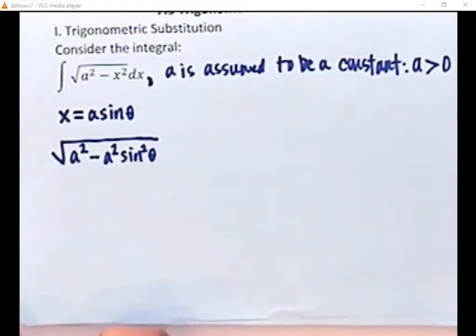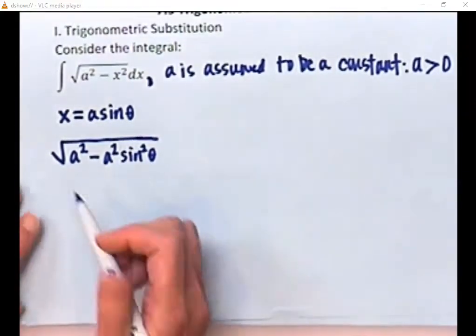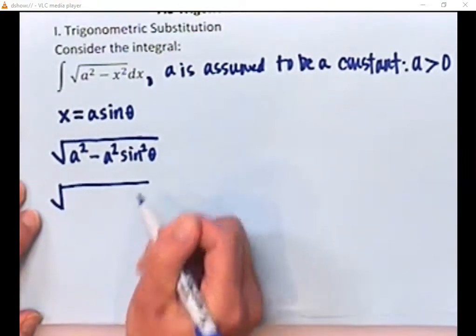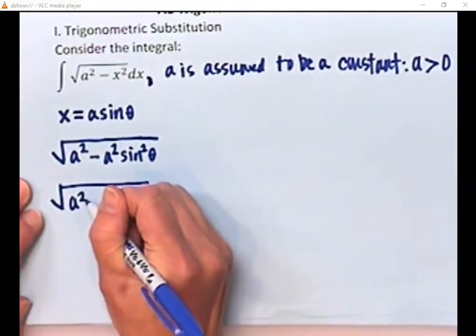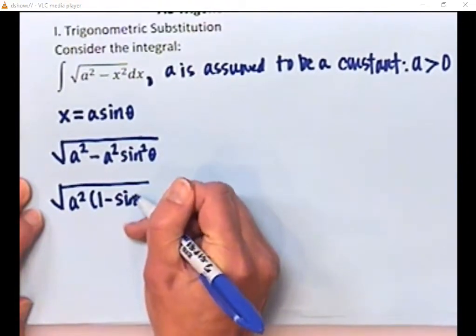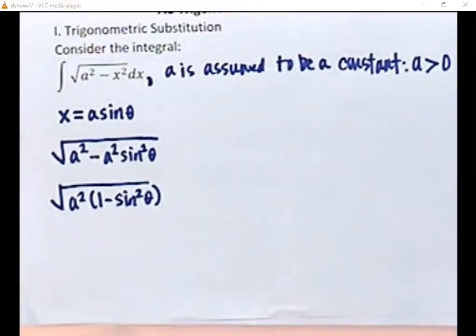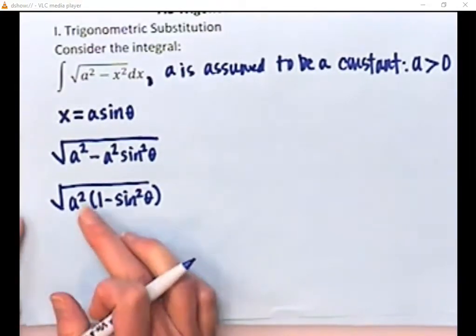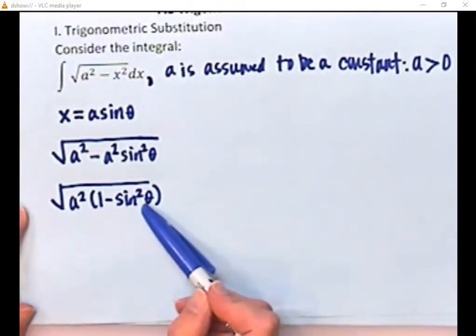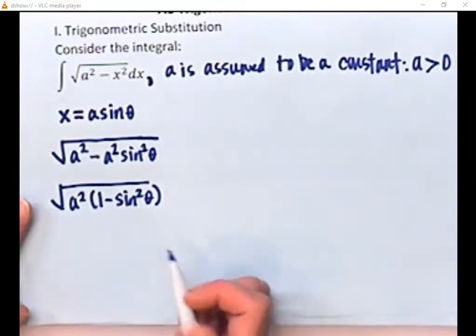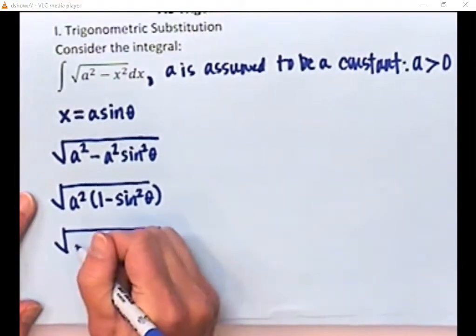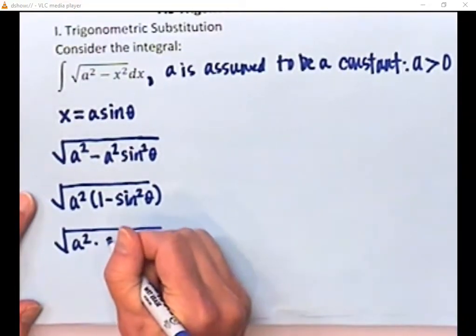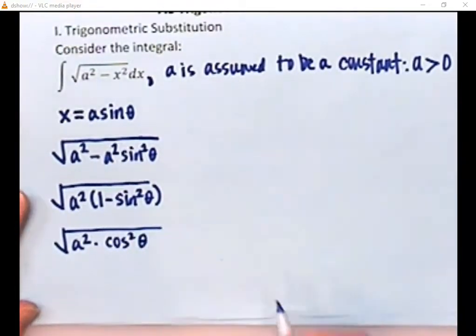What could I do now to simplify this? What could you factor out? A squared. Yep, I could factor out a squared, which is why I put an a in there. What else could I do now? Yeah, I can bring the a out. What else do we know? What's 1 minus sine squared? Cosine squared. So I'm going to take the a squared out, and replace the rest with cosine squared theta.